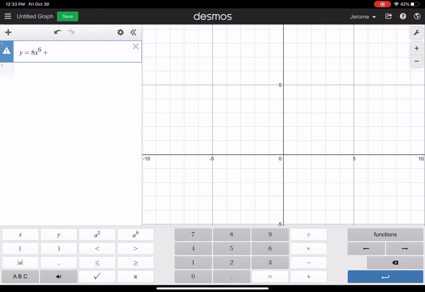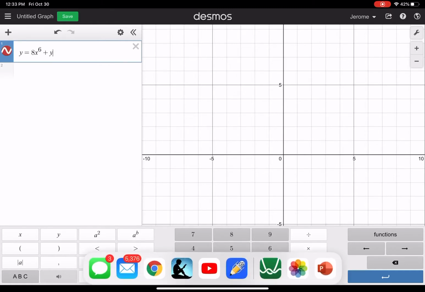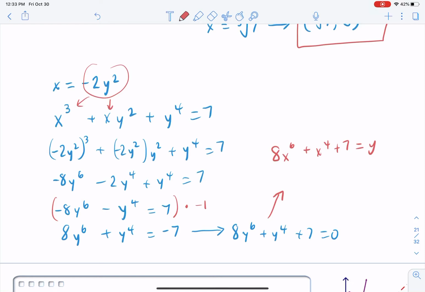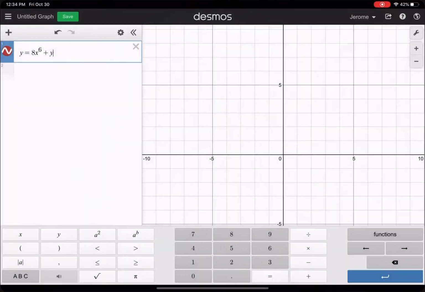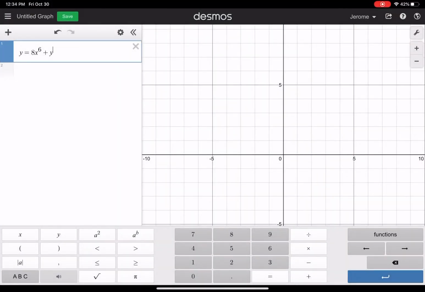Okay, anyway, so was it plus x to the 4th? Yeah, let me double check. Yes, and then plus 7. To the 4th, and then plus 7. Whoa, look at this weird looking. Oh, that should have been an x, not a y. How come nobody said anything? To the 4th. And then plus 7.